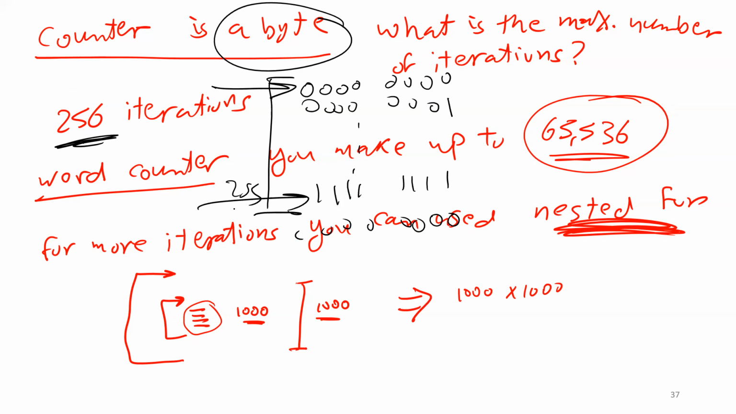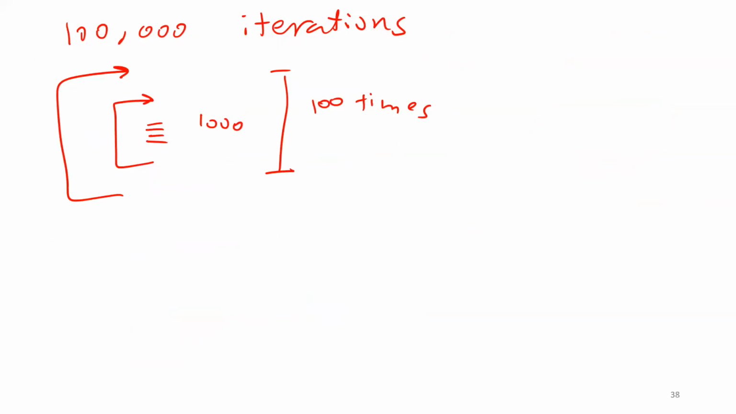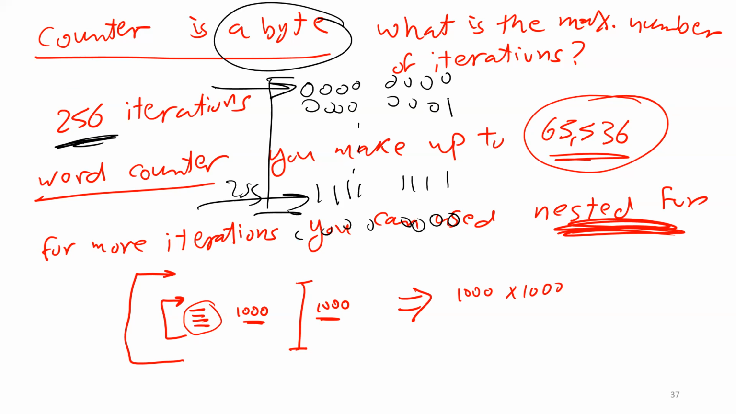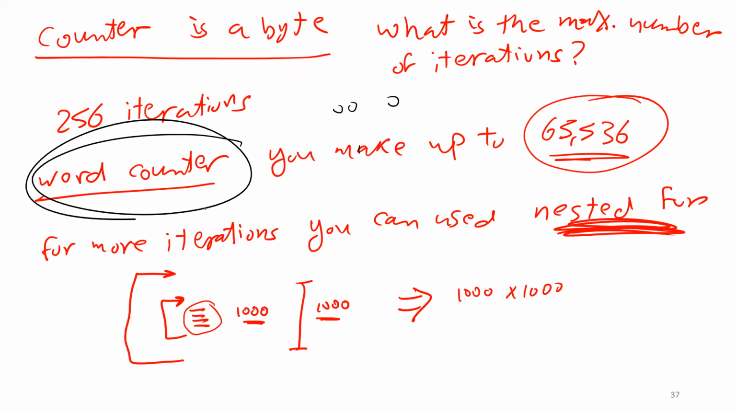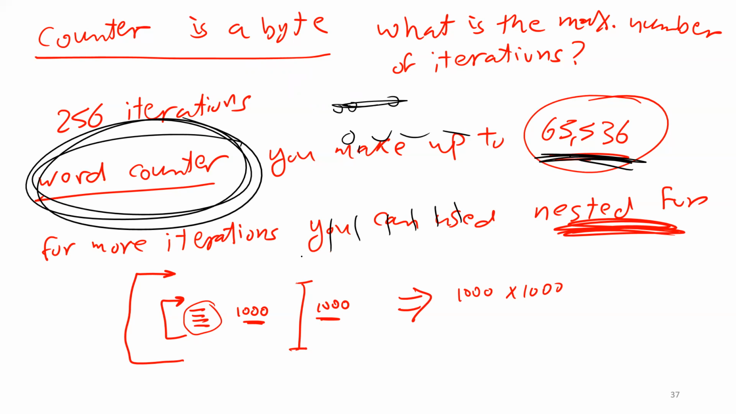Is that okay? So what if you need more? If you need more, instead of using a byte counter, you have to use a word counter. Is that okay? In the case of a word counter, you can make up to 65,536. This is from 16 0s until 16 1s.